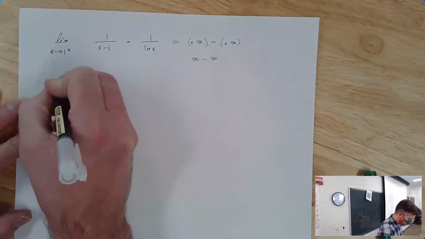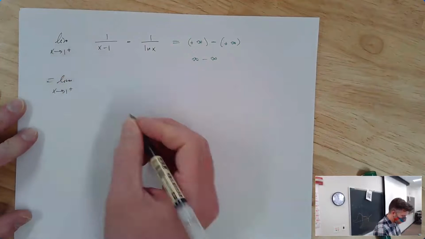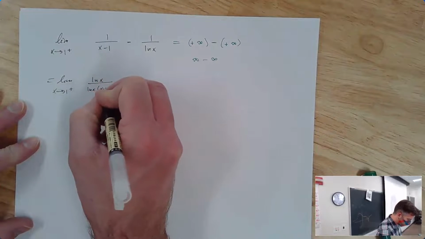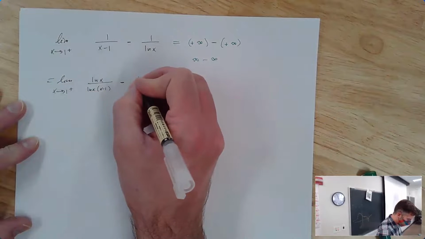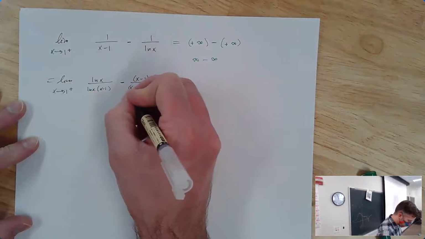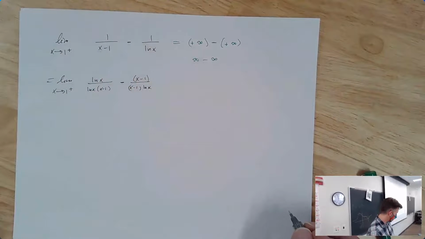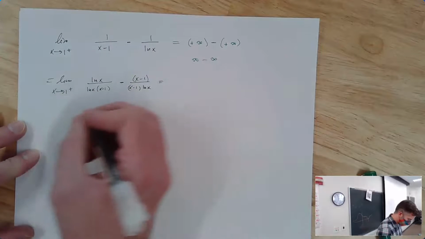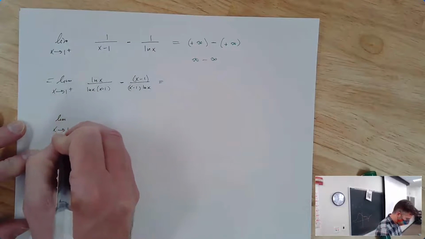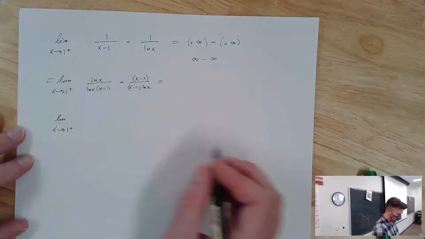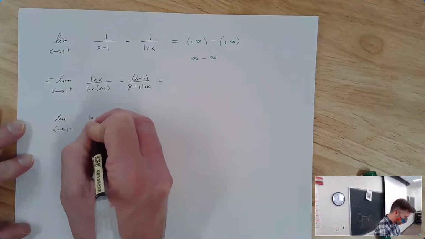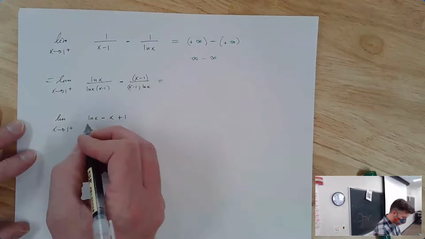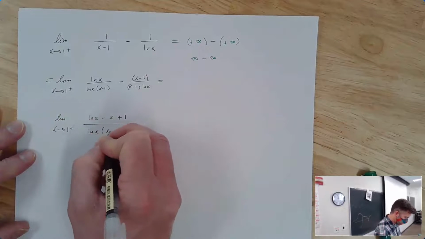So I'm going to write this as the limit as x approaches 1 from the right of natural log of x over natural log of x times x minus 1, minus x minus 1 over x minus 1 times natural log of x. Okay. And I'm going to simplify this a little bit. I'll just leave the denominator as is. So it's the natural log of x minus x plus 1, that minus sign distributes, over the natural log of x times x minus 1.